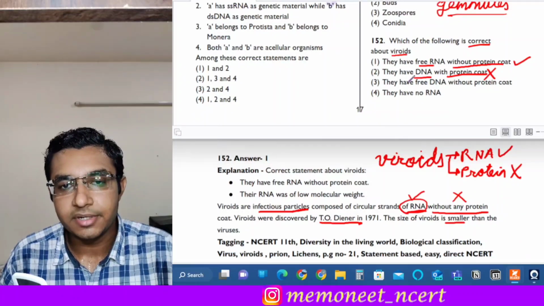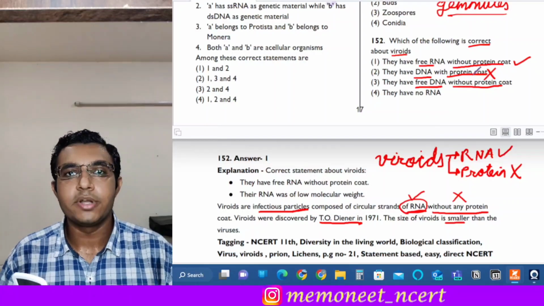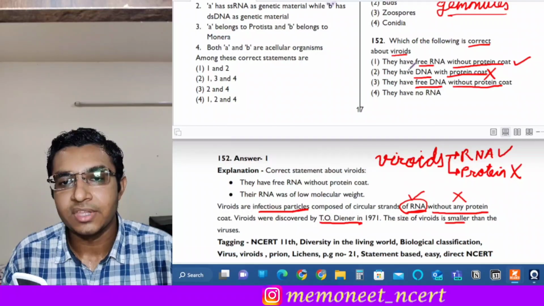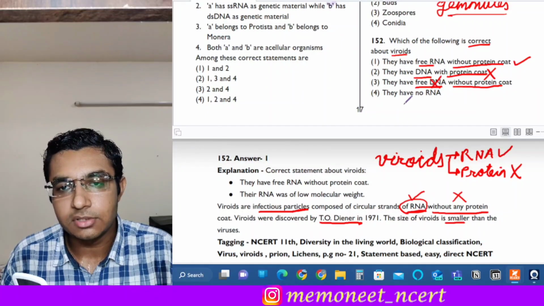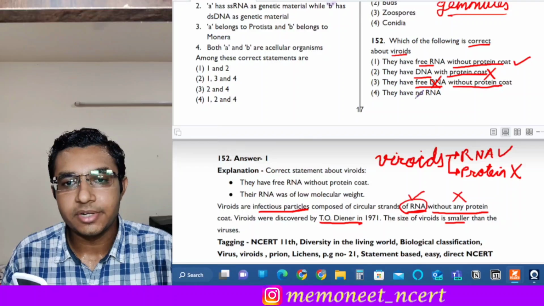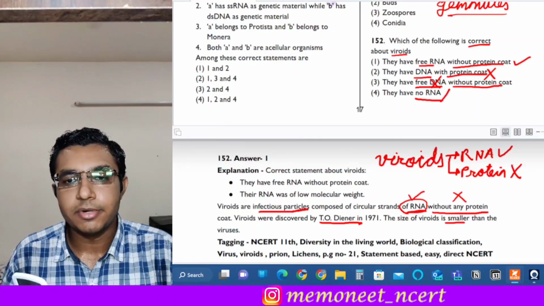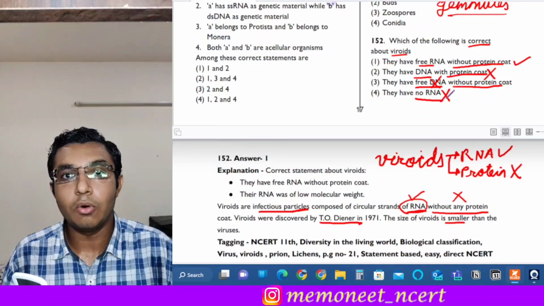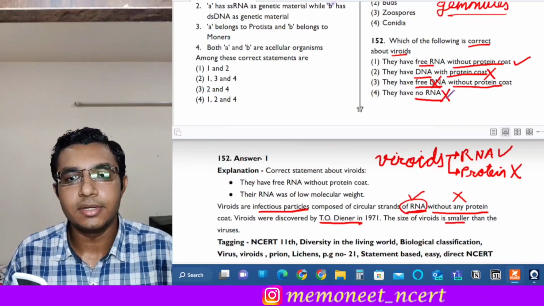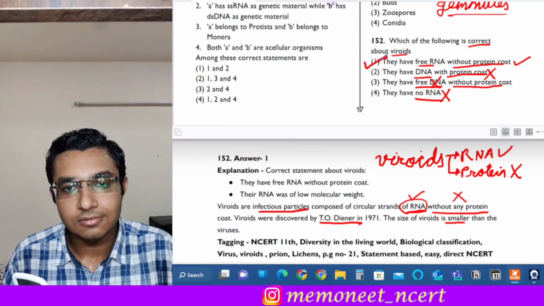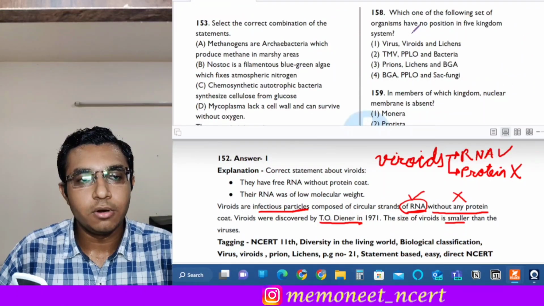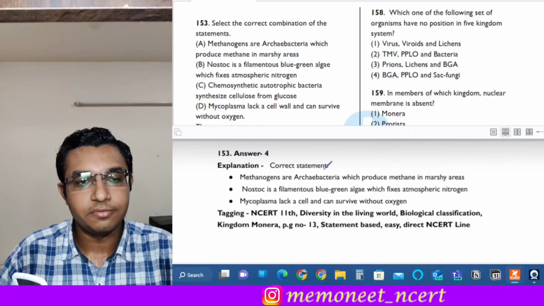The third statement is: they have free DNA without protein coat. Now see, viroids are particles which contain only the RNA, okay? They do not contain DNA, okay? So this statement is also incorrect. And the fourth statement is: they have no RNA. So this statement is also incorrect. Why? Because viroids contain RNA, okay? They do not contain protein coat. So what will be the correct answer over here? It would be answer 1. Option 1 will be the correct answer of question 152. Moving on to the next question, that is question 153.